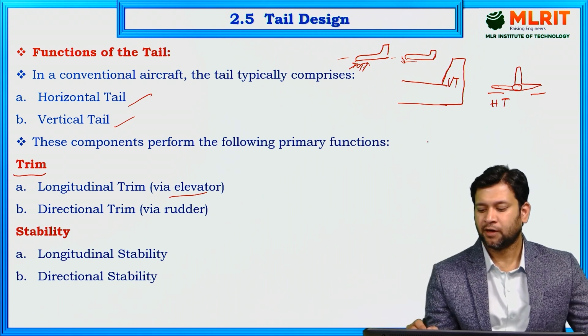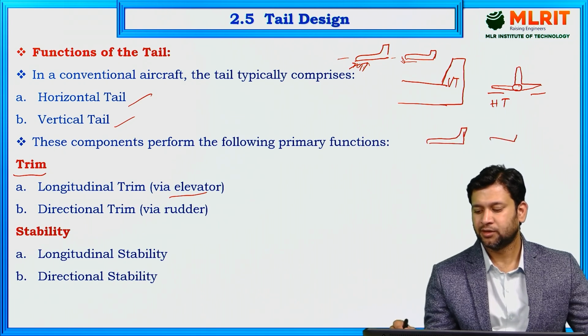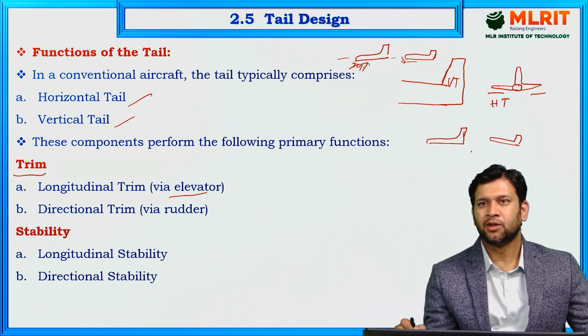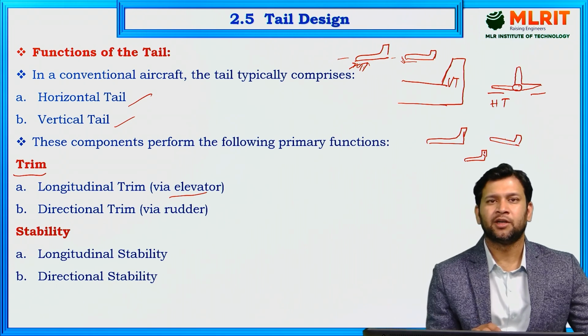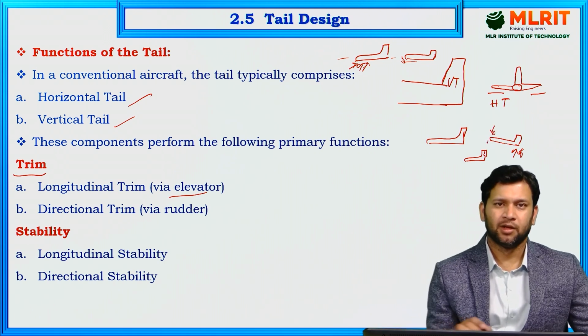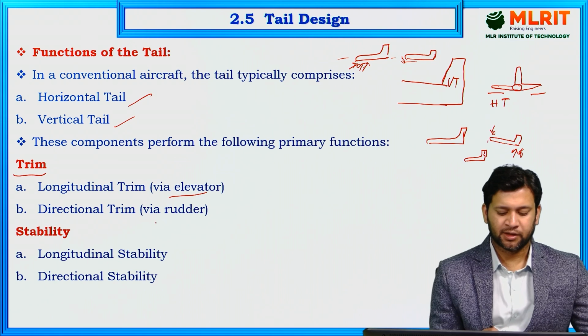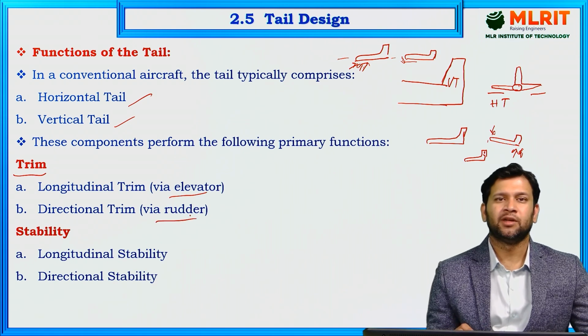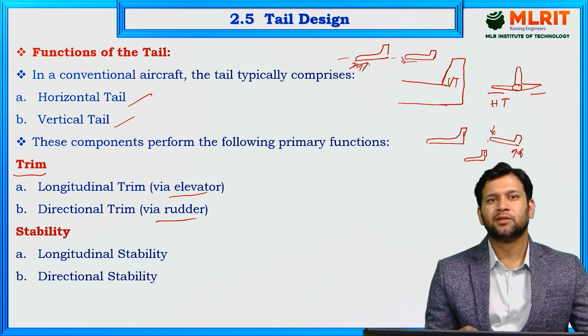That is, if the aircraft is like this, it has changed its position like this. Now I want to get it back to the level flight, equilibrium position. Again, in this way, I will be trimming it using an elevator, such that the lift is increased here, the nose comes down. Same thing is with rudder, which is for trimming in the directional side.